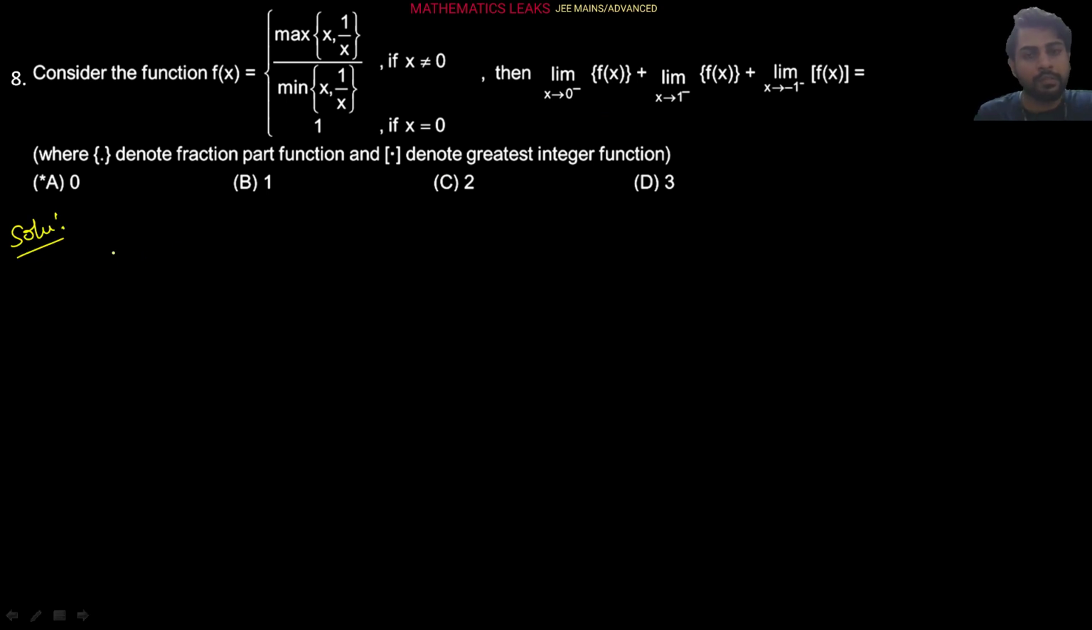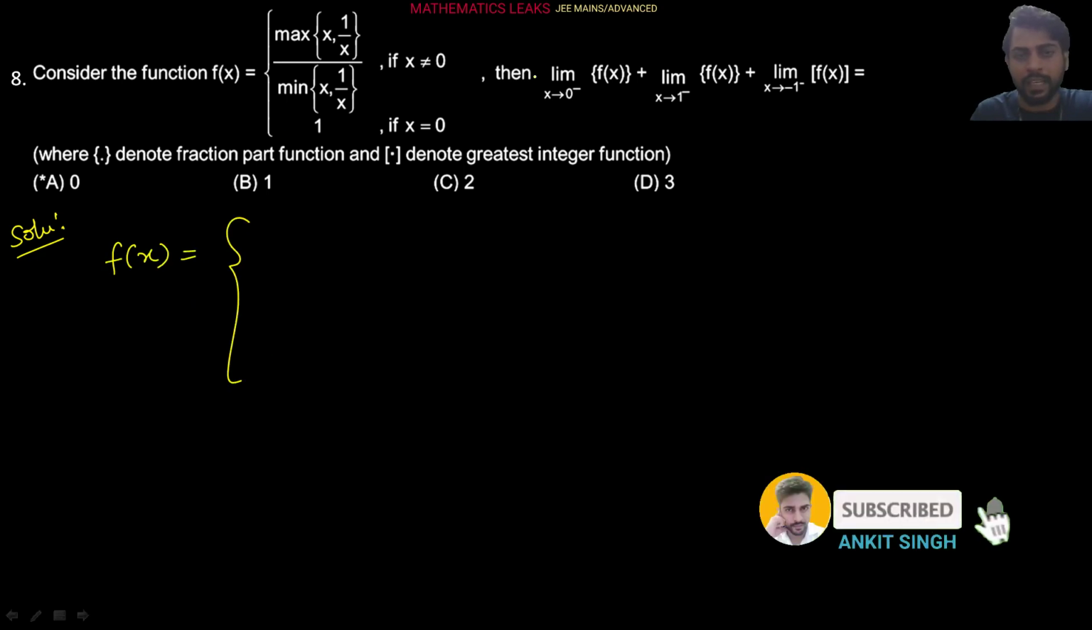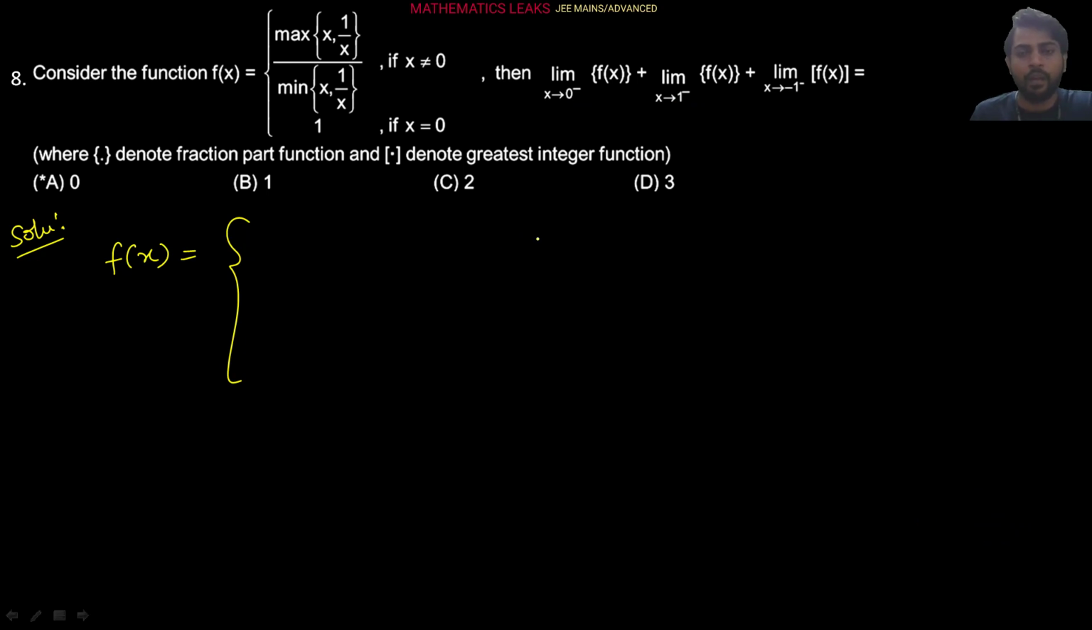At point 0 from the left side, at point 1 from the left side, and at point minus 1 from the left side, the limit value we have to calculate, right? So let's write down this f(x) around the points 0, minus 1 and 1. If x is not equals to 0, then the function is this. If x is 0, then this, clear now?